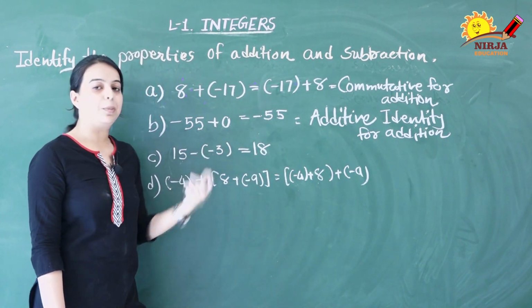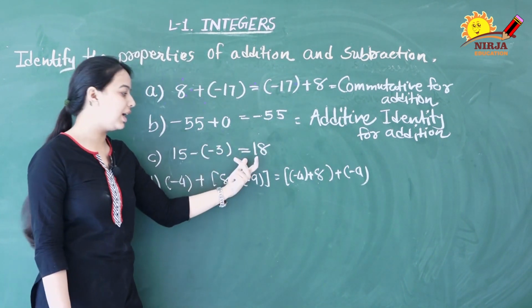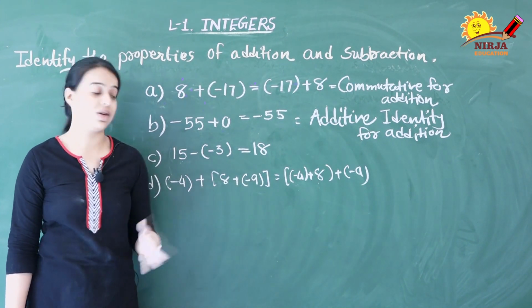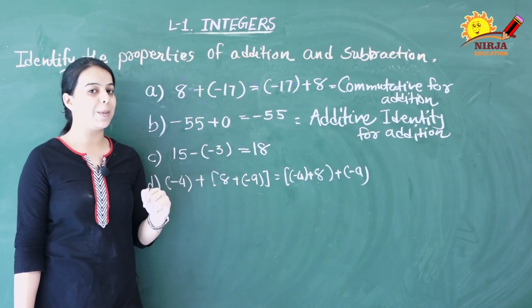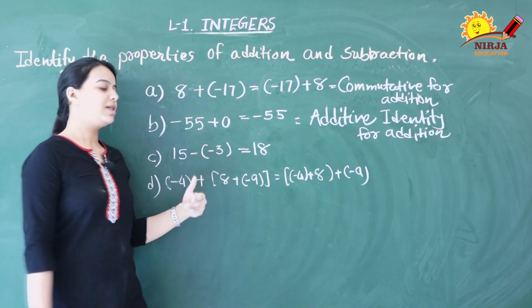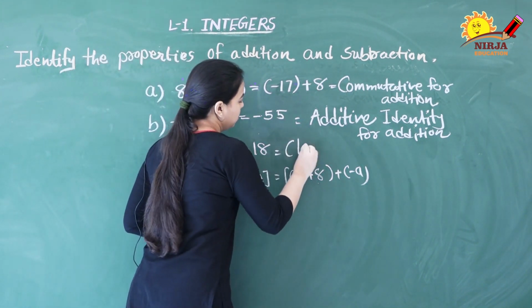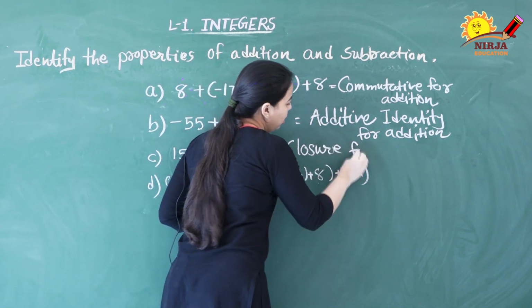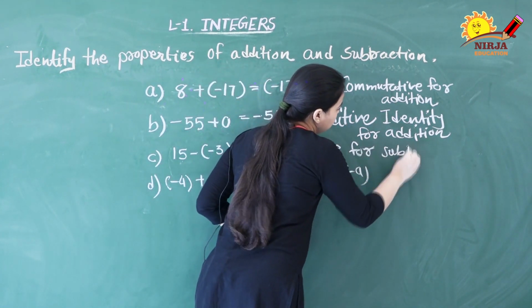If we subtract two integers, we get the answer as an integer. And this is nothing but which property? Yes, you are right. It is closure property for subtraction.